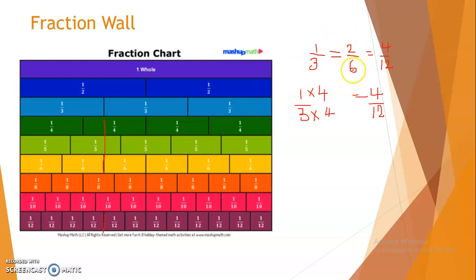Here we multiplied by 2. Here we multiplied by 4. Now, if you want, you can multiply it by 7, 10, 20. You can multiply it with any number. So, I hope equivalent fractions are clear to you, children.